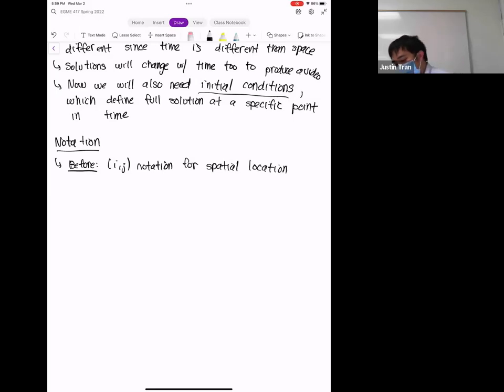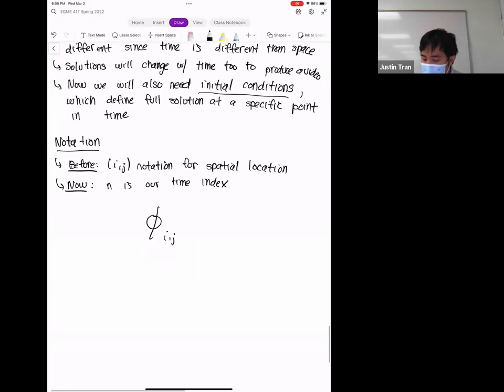And what the IJ told you was basically where a specific node or a specific solution value was located, right? All right, so now that we're dealing with time as an extra dimension to our problem, we need another index to handle that time. The variable that we're going to use is called n. And so from now on, when we're doing unsteady problems, when I write a phi value, it's going to look something like this.